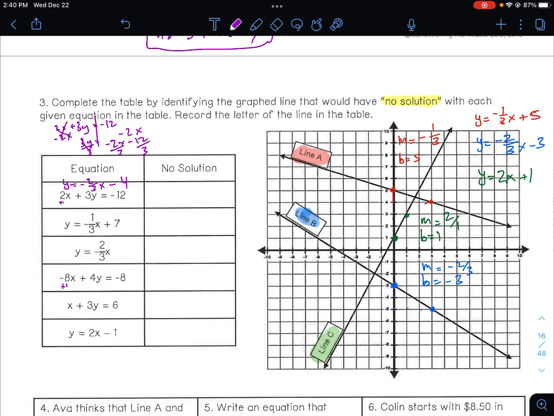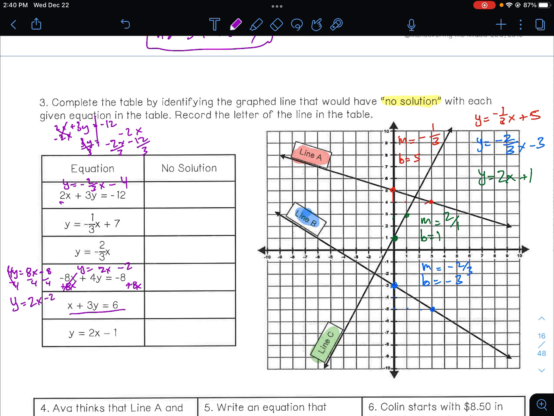I'm going to add 8x to both sides. That cancels 8x. So I end up with, it's right on the side, 4y equals 8x minus 8. Divide by 4. Gives me y equals 8 over 4 is 2x. -8 over 4 is minus 2. So y equals 2x minus 2.